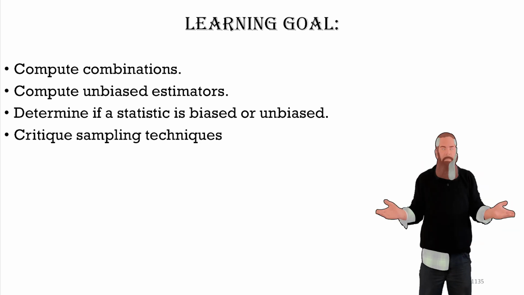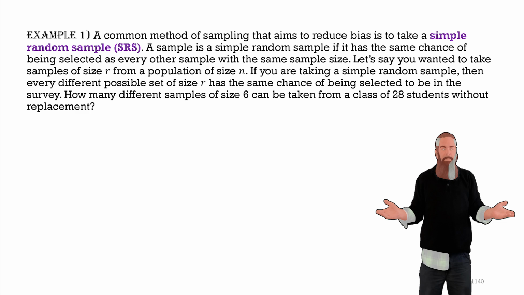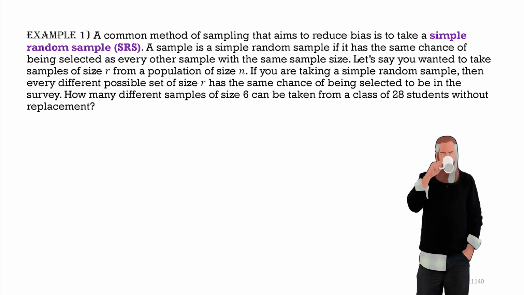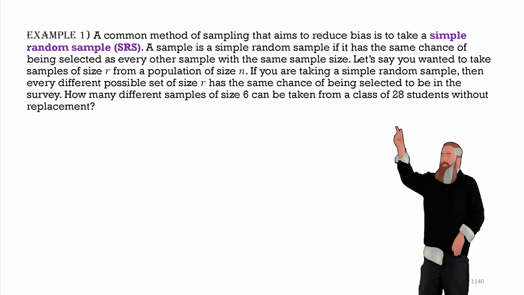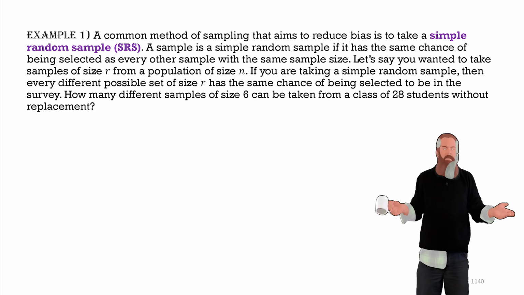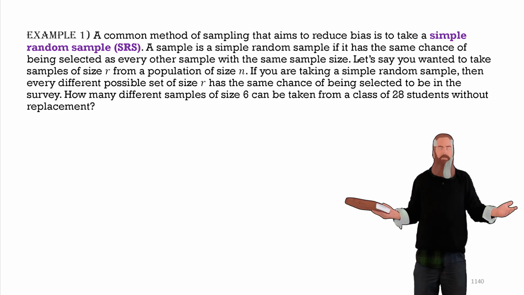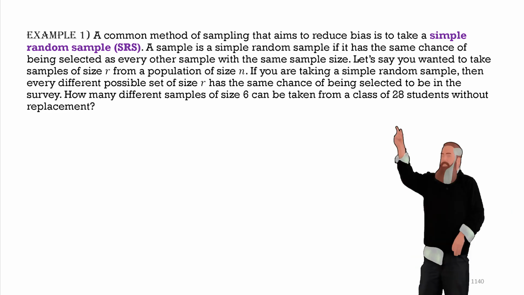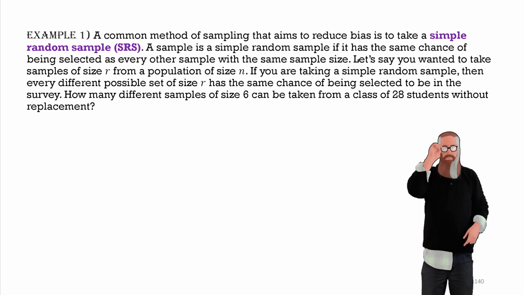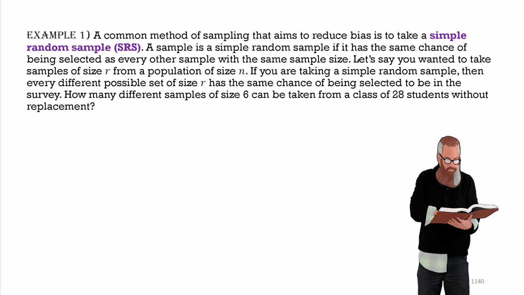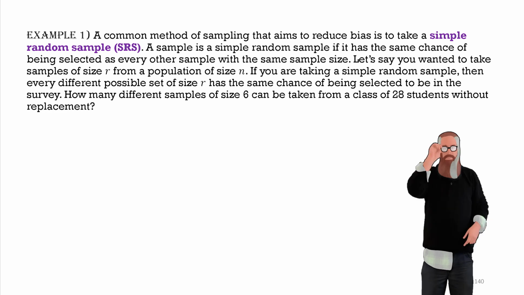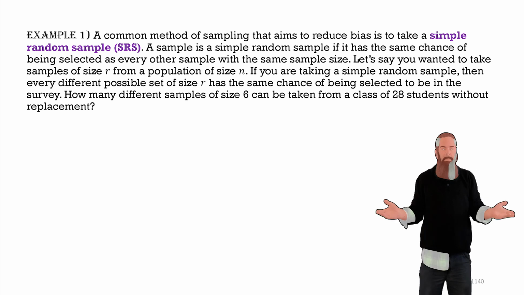Now let's compute combinations. A common method of sampling that aims to reduce the bias is to take a simple random sample. A sample is a simple random sample if it has the same chance of being selected as every other sample with the same sample size. Let's say you want to take samples of size R from a population size N. If you are taking a sample randomly, then every different possible set of size R has the same chance of being selected to be in the survey.